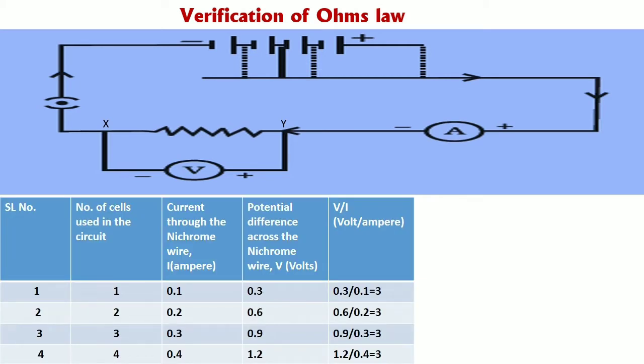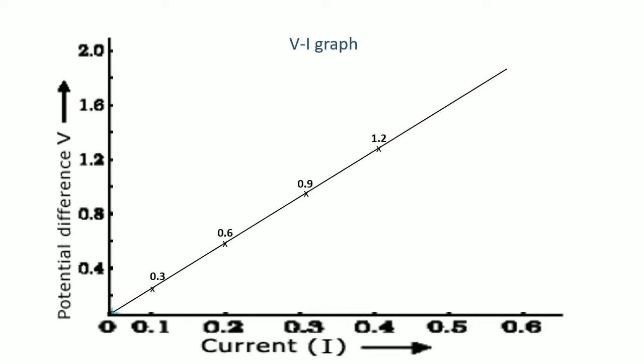Initially connecting a single cell, let's note the ammeter and voltmeter readings. Next, to vary the potential difference, connect another cell and note the readings. Repeating the process with the third cell and finally with the fourth cell, ammeter and voltmeter readings are noted. We observe the ratio V upon I is a constant. This verifies Ohm's law. Since V upon I is a constant ratio, the V-I graph is a straight line that passes through the origin of the graph.